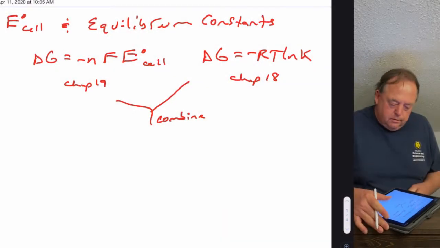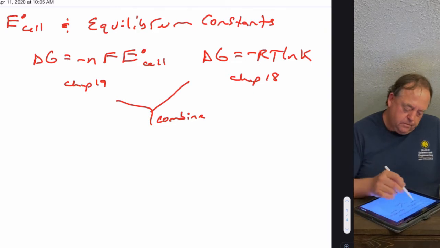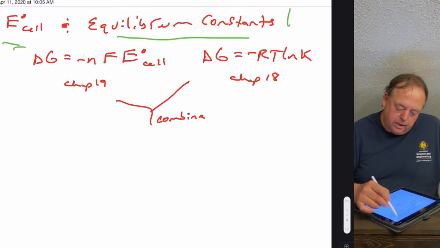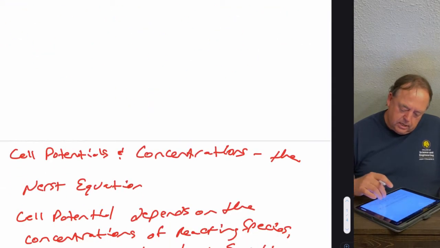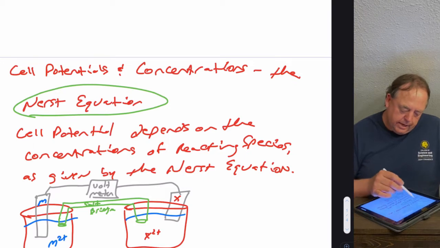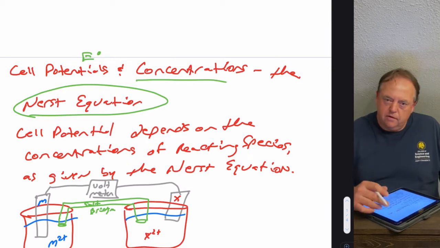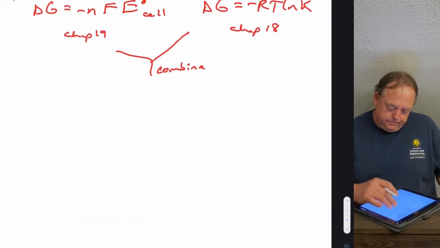For this lecture, the last concepts in this chapter. So let's relate the E0 for the cell to the equilibrium constant K. And then the last concept will be what's known as the Nernst equation. So how does the cell potential relate to concentrations of everything involved in the reaction?